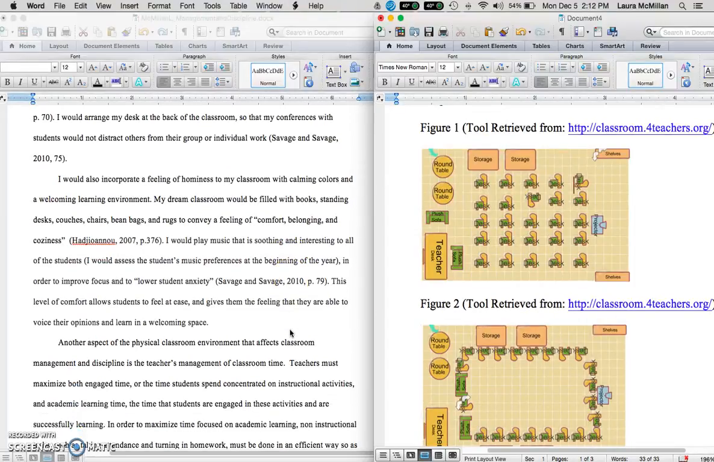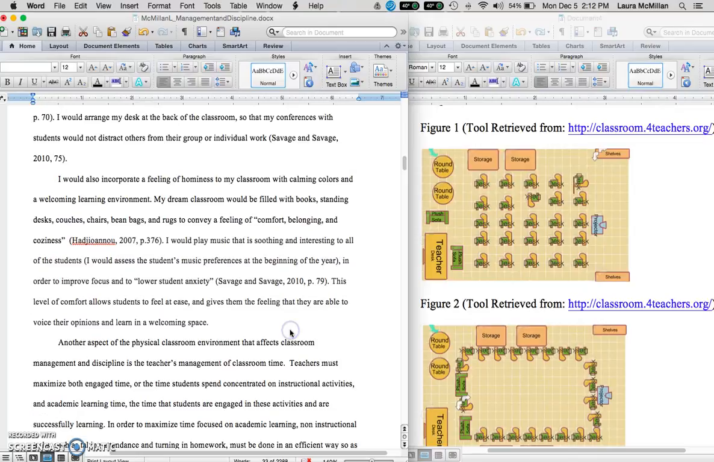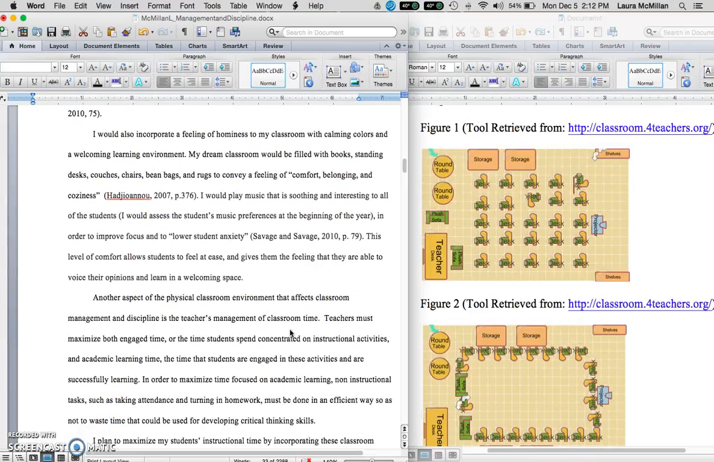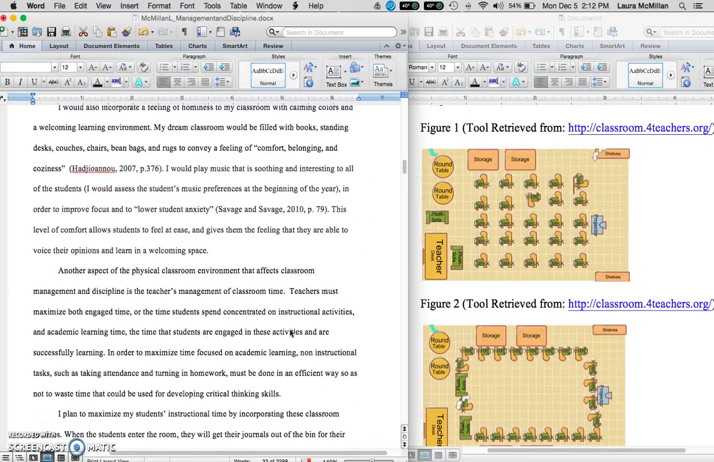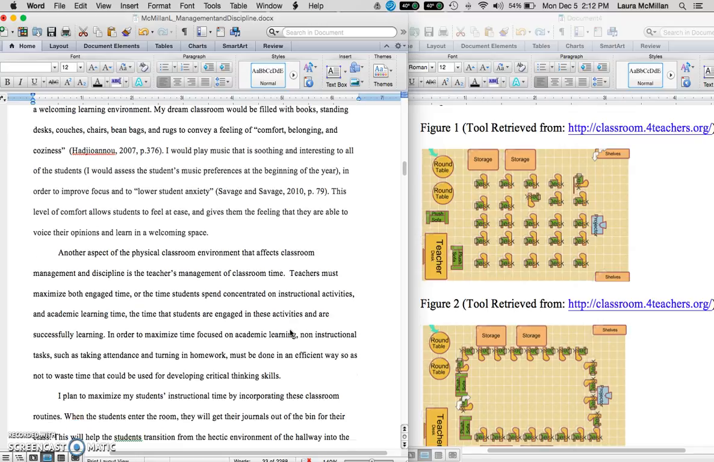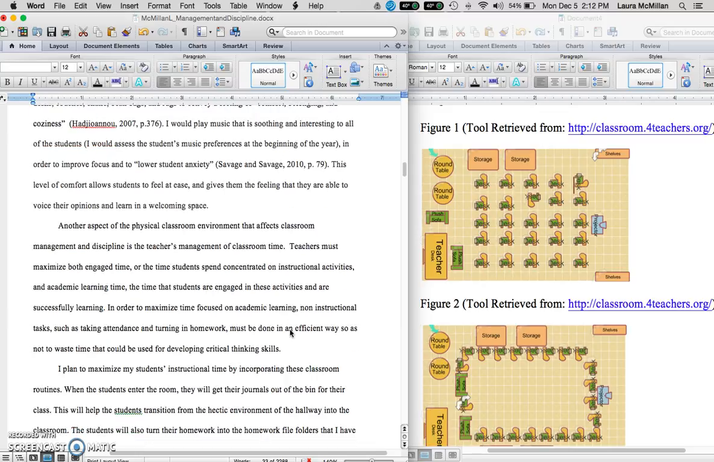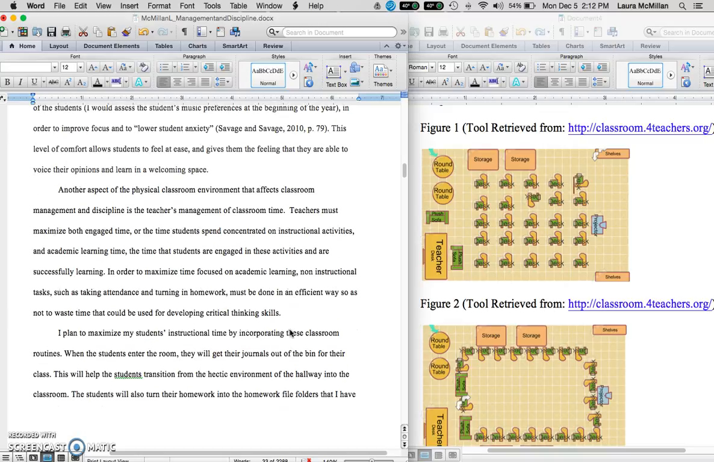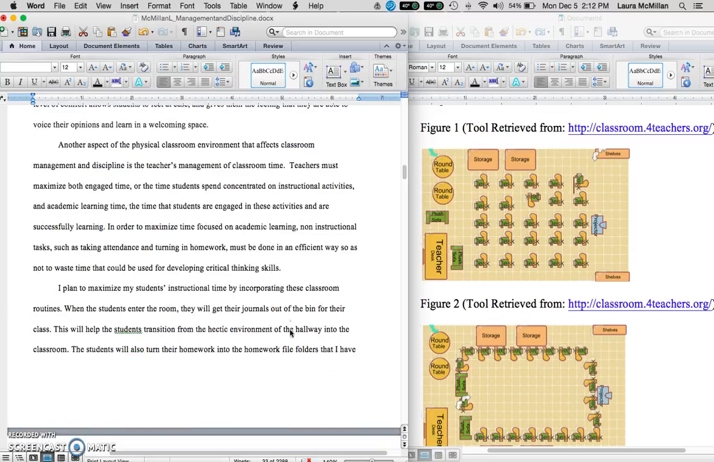I would also incorporate a feeling of hominess to my classroom with calming colors and a welcoming learning environment. My dream classroom would be filled with books, standing desks, couches, chairs, beanbags, and rugs to convey a feeling of comfort, belonging, and coziness. I would play music that is soothing and interesting to all the students. I would assess the students' music preferences at the beginning of the year in order to improve focus and to lower student anxiety. This level of comfort allows students to feel at ease and gives them the feeling that they are able to voice their opinions and learn in a welcoming space.